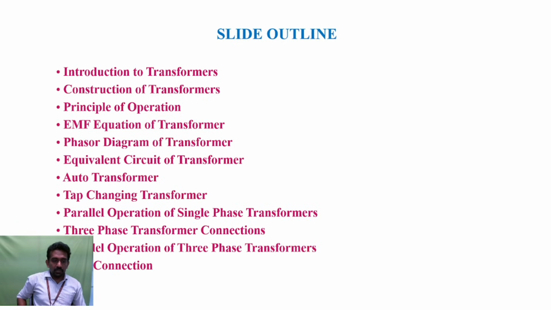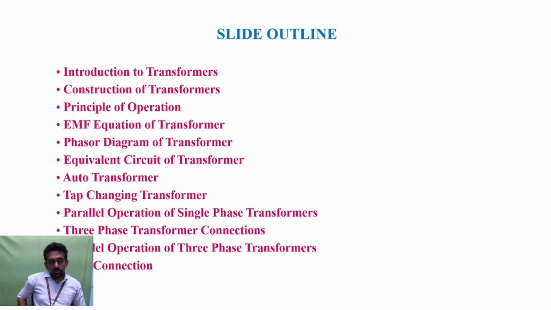Next, to assess the internal parameters, we are going to see about the equivalent circuit of transformer, and next various types of transformer, that is auto transformers, tap changing transformers, and associated with this we are going to see what are the various aspects to be followed in the parallel operation of single phase transformer. Next, different types of three phase transformer connections. And next parallel operation of three phase transformers and Scott connection of transformers.